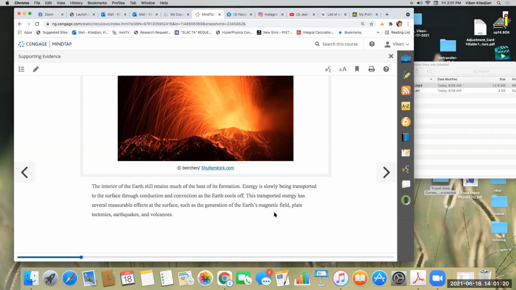tectonics, earthquakes, and volcanoes. In other words, it's saying all of these phenomena that we have, plate tectonics, earthquakes, volcanoes, and the magnetic field, are a leftover of the original energy that the Earth had when it collapsed and formed into a planet. The Earth was originally very hot, hotter than it is now, and the heat that it still has is causing all of these phenomena.